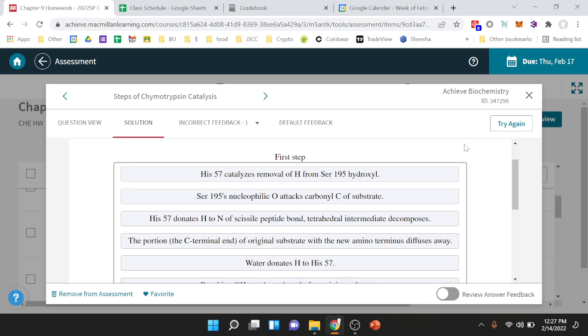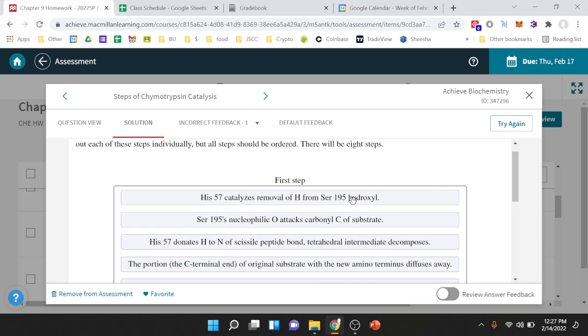So, all right, the first step should be His 57 catalyzes removal of H from the Ser 195 hydroxyl. Notice the next one right here is Ser 195. See that? Okay. So Ser 195, nucleophilic O, attacks carbonyl C of substrate. Well, you wouldn't have a nucleophilic O if it had a hydrogen on it, right? It wouldn't be as good of a nucleophile. So you can already organize these two within each other, right? Is that making sense so far?